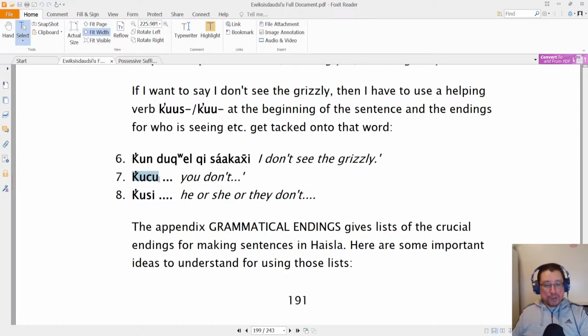If we said udsi'u dukwil kai sa kyahe, this would mean you don't see the grizzly. Or if you said udsi'u dukwil kai sa kyahe, this would mean he or she or they don't see the grizzly. So kyun means I don't. Udsi'u means you don't. Udsi'u means he or she or they don't.